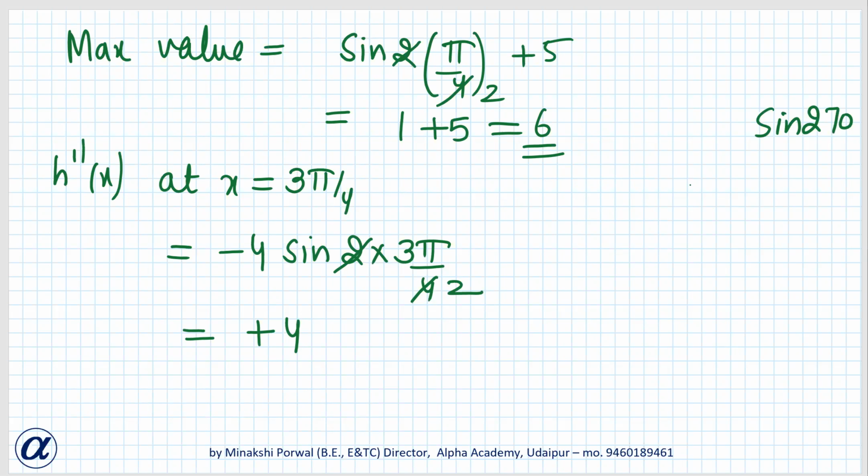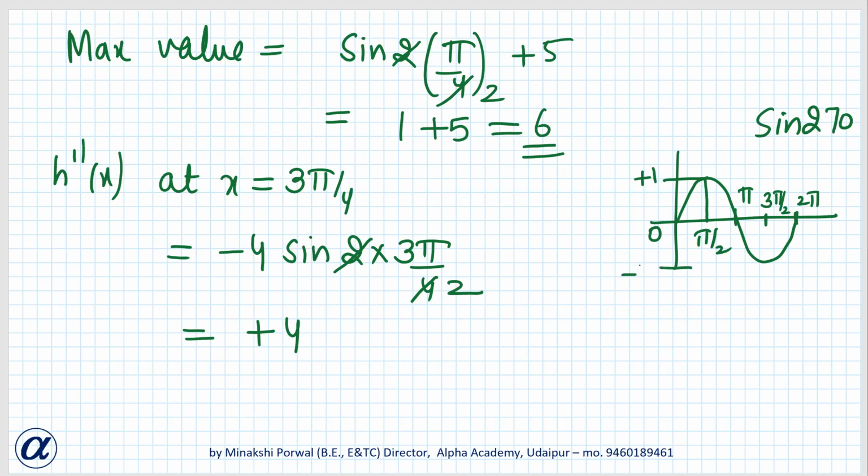Okay, so the sine wave looks like this. This is 0, this is pi by 2, this is pi, this is 3 pi by 2 and this is 2 pi. This is plus 1, this is minus 1. So the value of sine at 3 pi by 2 is minus 1. Okay, so sine 3 pi by 2 is minus 1, so it was minus 4 times minus 1, so it is plus 4. Okay, this is greater than 0.